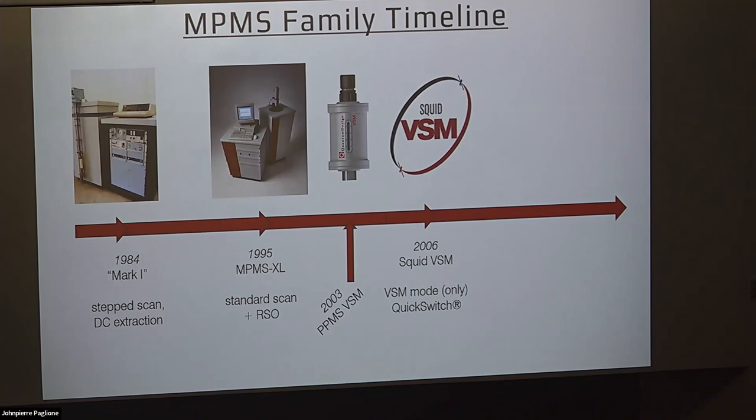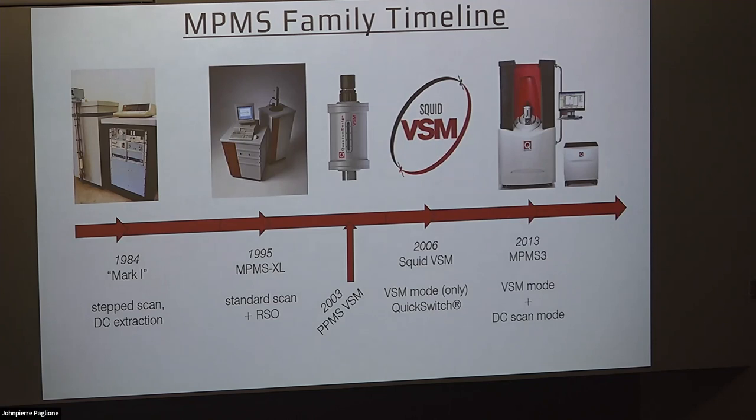We actually also made another change to the SQUID. We went from an RF SQUID, which has one Josephson junction, to a DC SQUID, which has two Josephson junctions. And that's actually in the original logo. You can see the little Josephson junction logos there. And this just had the VSM mode, but people really love this DC extraction mode to get their moments. So in 2013, we brought the DC scan mode back, and we developed the MPMS-3, which is the latest and greatest generation of magnetic property measurement system, and what I'll be focusing on today.